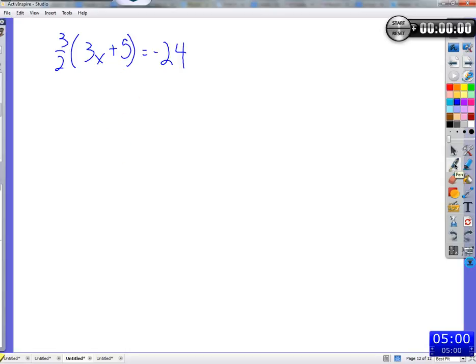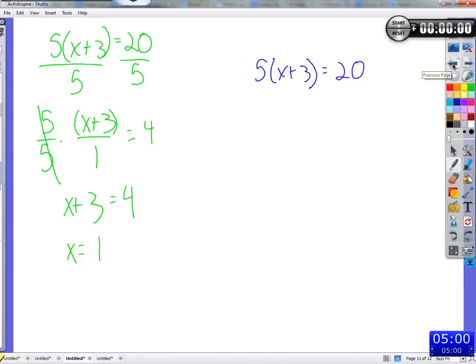Question, Connie? Last time we equaled 1, but here we put 1 in place of x and then we equaled 1. 1 plus 3 is 4. 5 times 4 is 20. Okay, never mind. We use 10 to add to that.